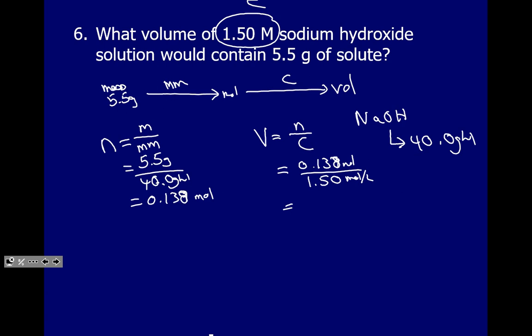0.092. So you had 92. I'm not sure what happened there. 0.092. Two digits is good. What's the unit on that V? What do we measure our volumes in? Liters.